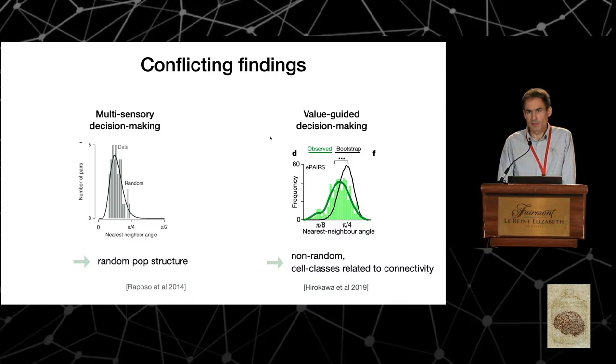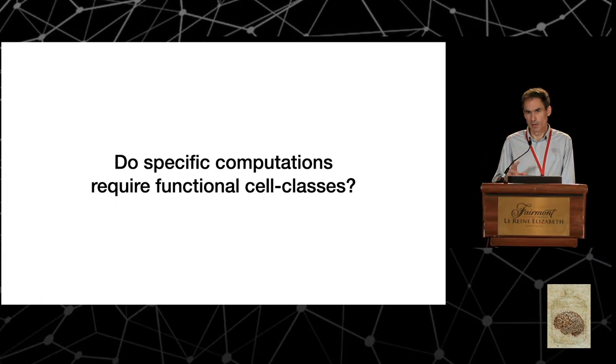The first question is, this concept of cell classes that I just introduced in the previous slide, is this the right way of thinking about functional cell classes? Specifically, do cell classes actually play a computational role? And could it be that perhaps specific computations require a cell class structure while others do not? Okay, so these are fundamentally theoretical questions that we can address by looking at network models. And this is what we have done.